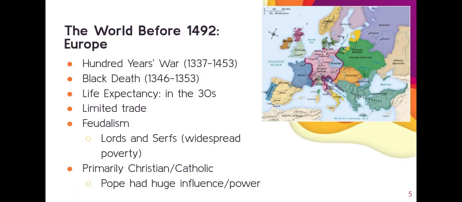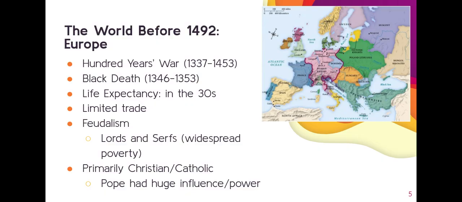So, the world before 1492, if we're looking at Europe, there is a lot of devastation happening. There was the Hundred Years' War, the Black Death, and so these two catastrophes left the population completely decimated. Due to that, as well as very significant amounts of death at birth, the life expectancy was only in the 30s.